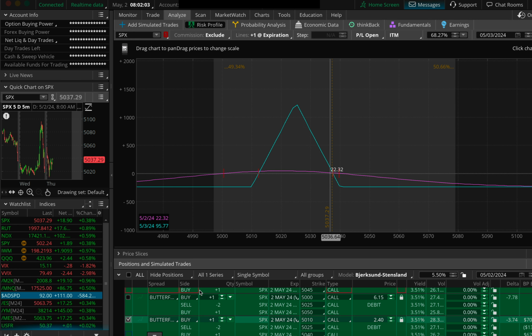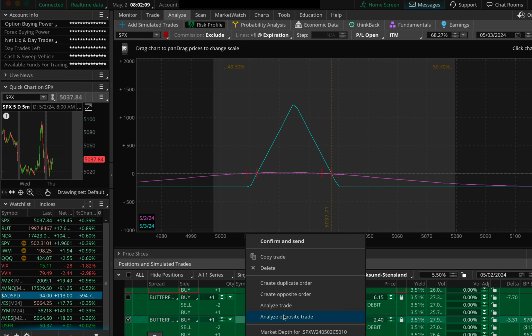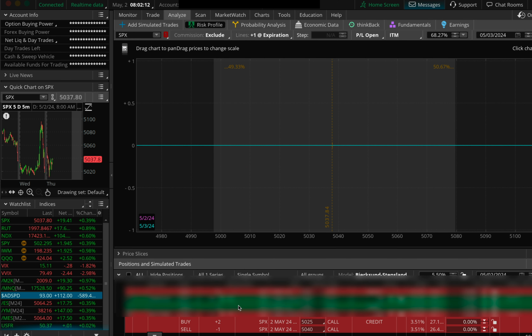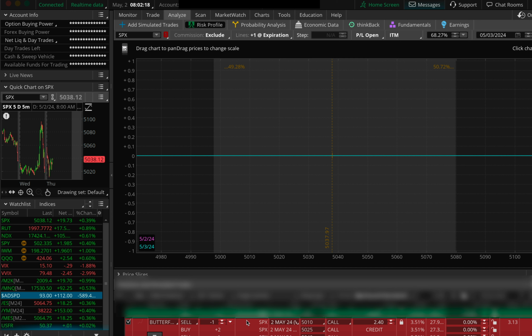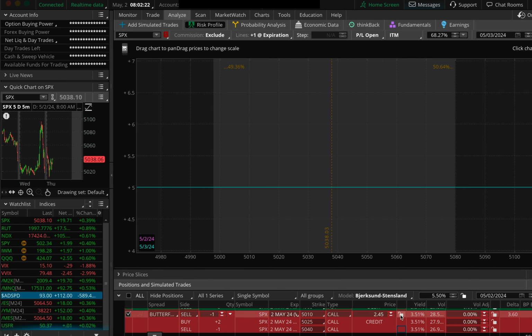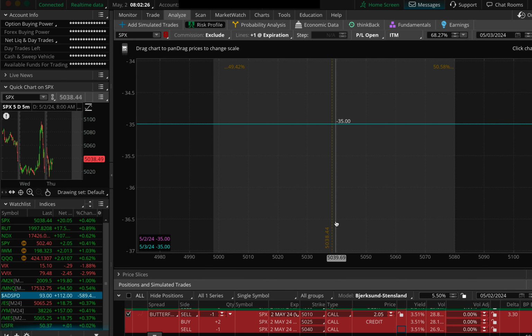So what I'm going to do with this, I'm going to create the exit order on this. So I'm going to say analyze opposite trade. I'll come down here. I've got some other trades going on that are totally unrelated to this one, so disregard those. And then I'm going to say, what do I need to sell this out at to make my $50 profit?